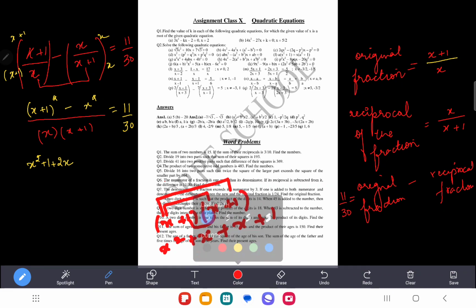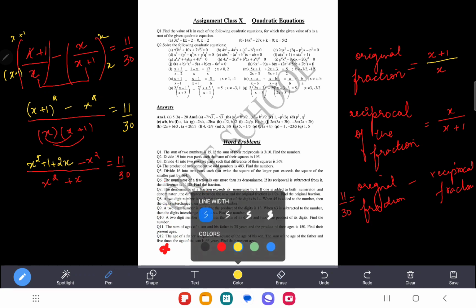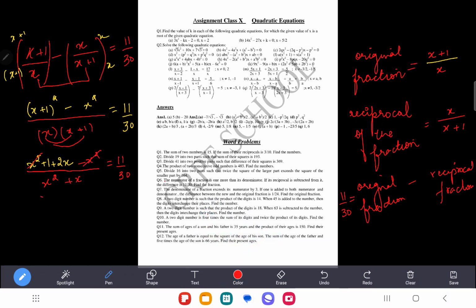What do I have in the right here? Minus x square. And here in the denominator, x times x square and x times 1 plus x equals 11 over 30. Yes or no? Right? So x square cancels x square. So you have 2x plus 1 over x square plus x equals 11 over 30. Understood or not? So when you crisscross, what you get? 30 times 2x plus 1 equals 11 times x square plus x.